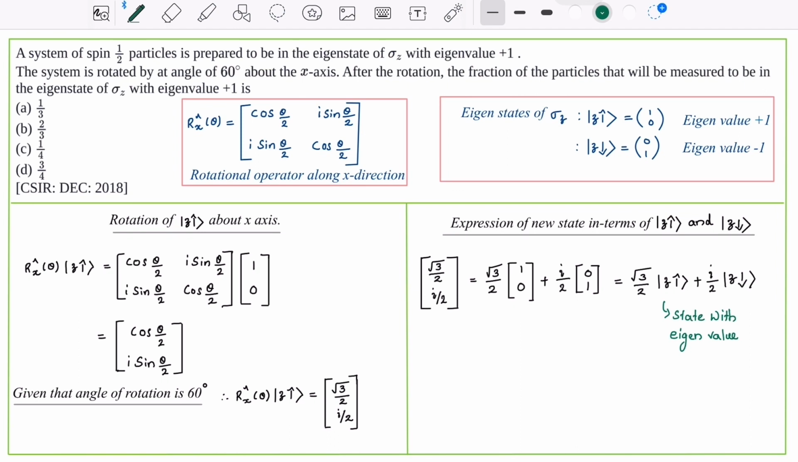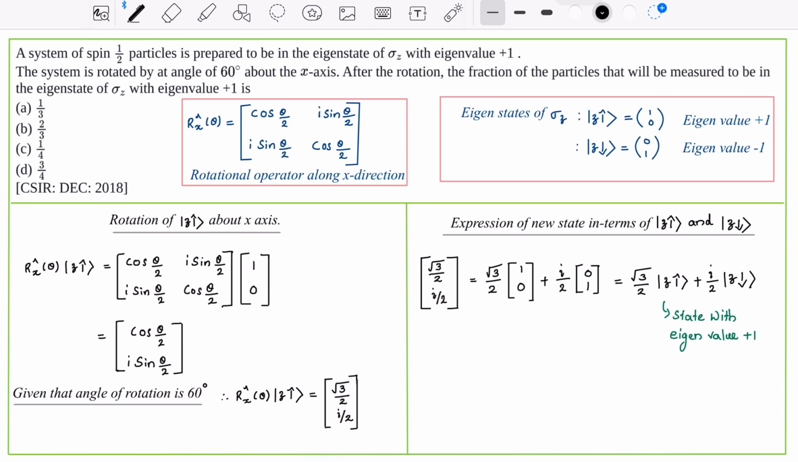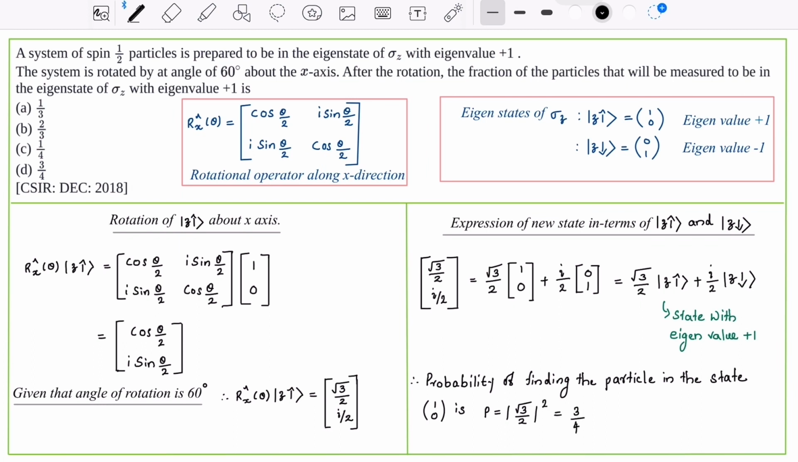Now in the present problem, we have to find out the probability of finding the particle in the eigenstate of sigma z with eigenvalue plus 1. That is, the probability of finding the particle in the state (1, 0), which is the state corresponding to the eigenvalue plus 1 of sigma z. This is nothing but the square of the amplitude corresponding to the state (1, 0). That is, P is root 3 by 2 whole squared, which is equal to 3 by 4. Hence, from the given options, D is the right answer.